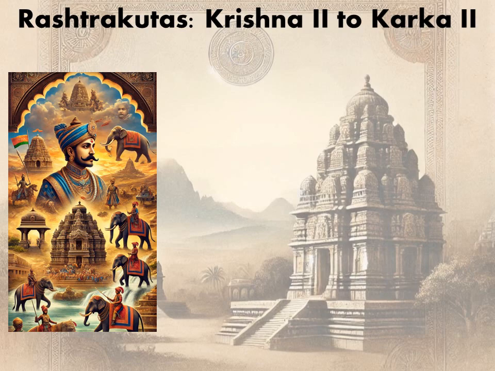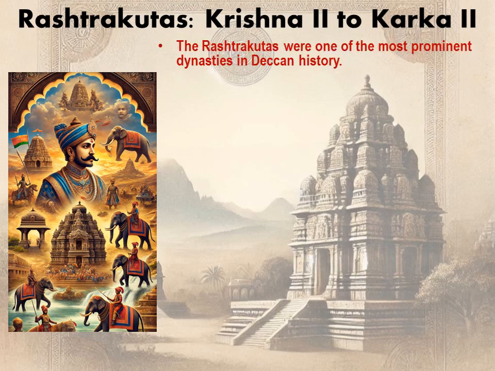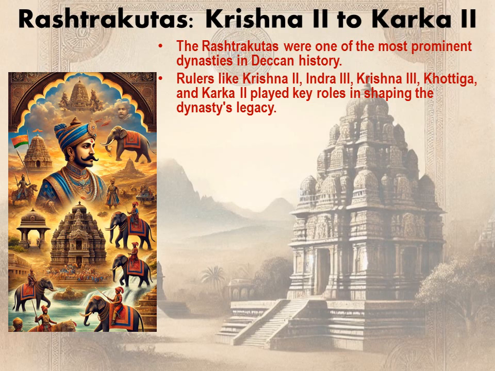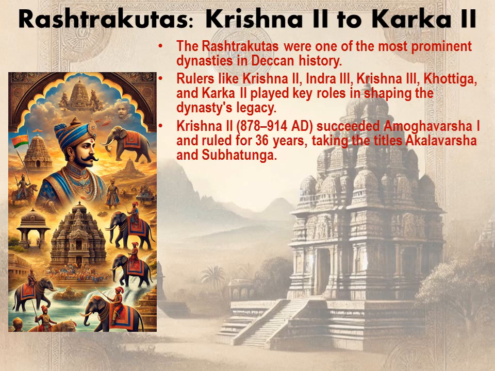Rashtrakutas, Krishna II to Karka II. The Rashtrakutas were one of the most prominent dynasties in Deccan history. Rulers like Krishna II, Indra III, Krishna III, Kotigga, and Karka II played key roles in shaping the dynasty's legacy.